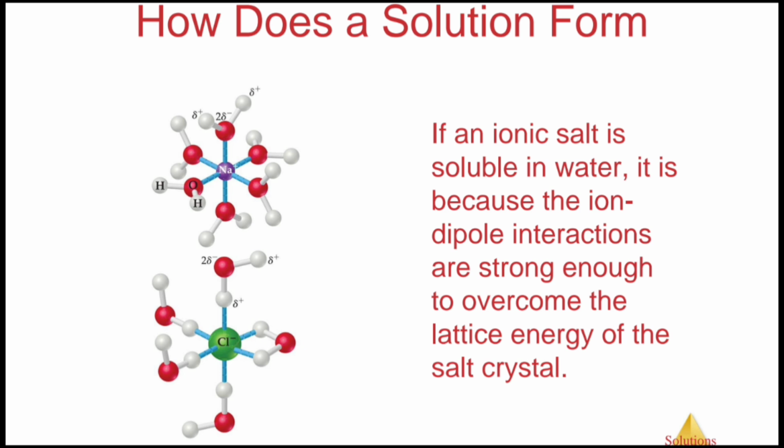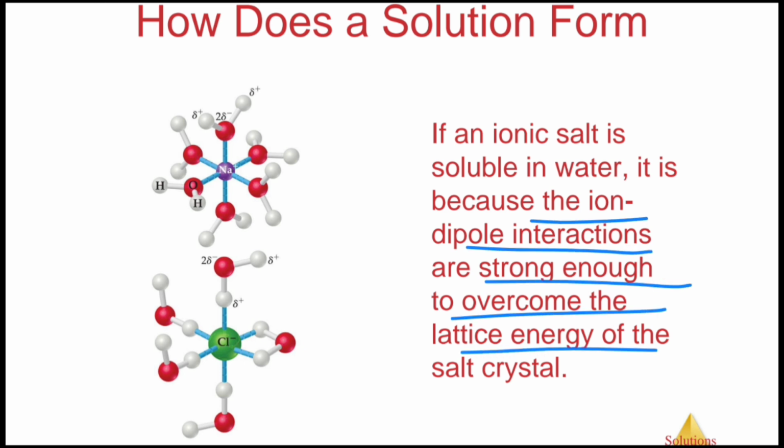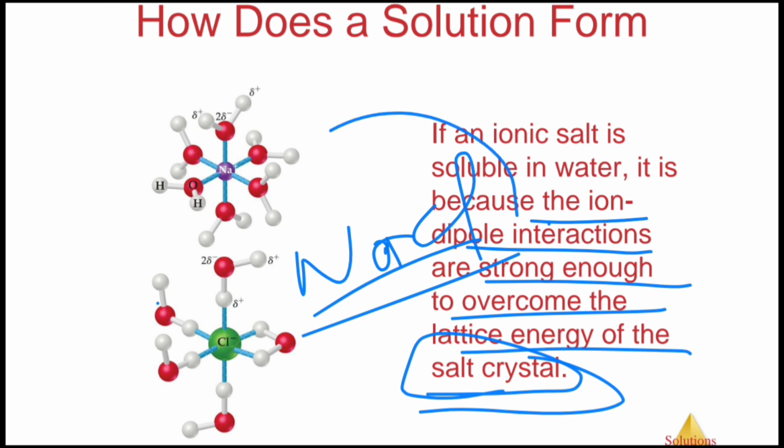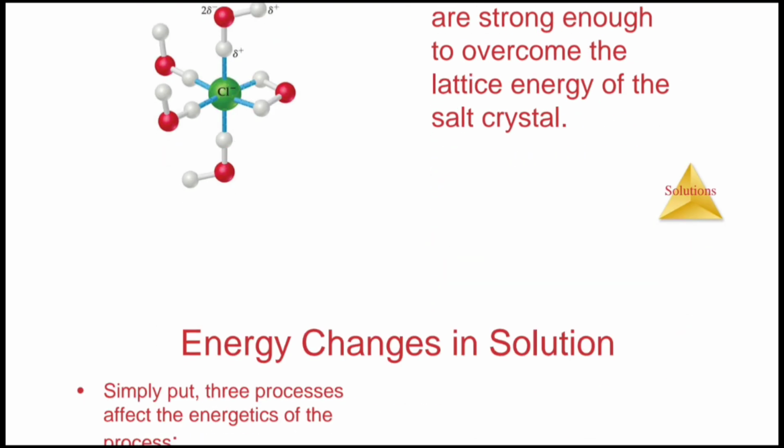If an ionic salt is soluble in water, it is because the ion-dipole interactions are strong enough to overcome the lattice energy of the crystal lattice of the ionic compound, NaCl. NaCl is an ionic compound, a salt with a crystal lattice energy. Ion-dipole interactions are strong enough to overcome the lattice energy of NaCl. That's why ionic salt is soluble in water.